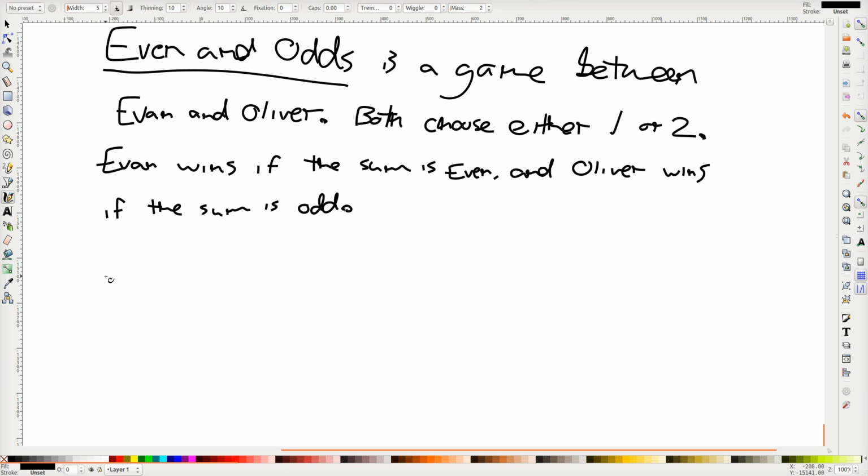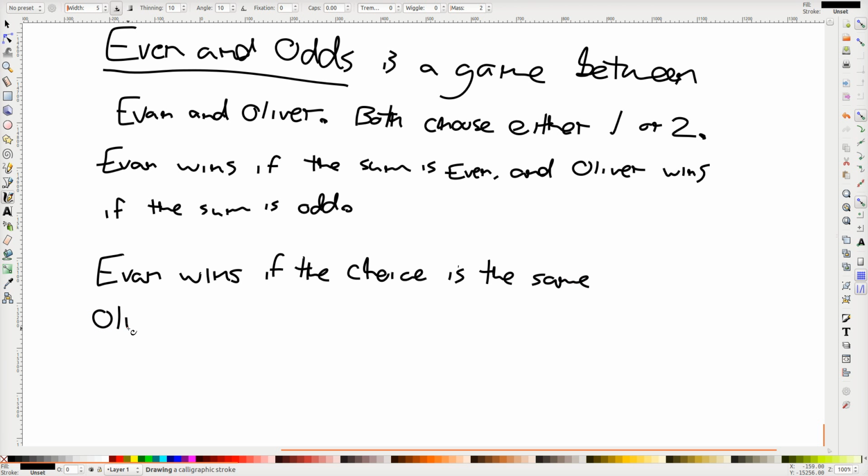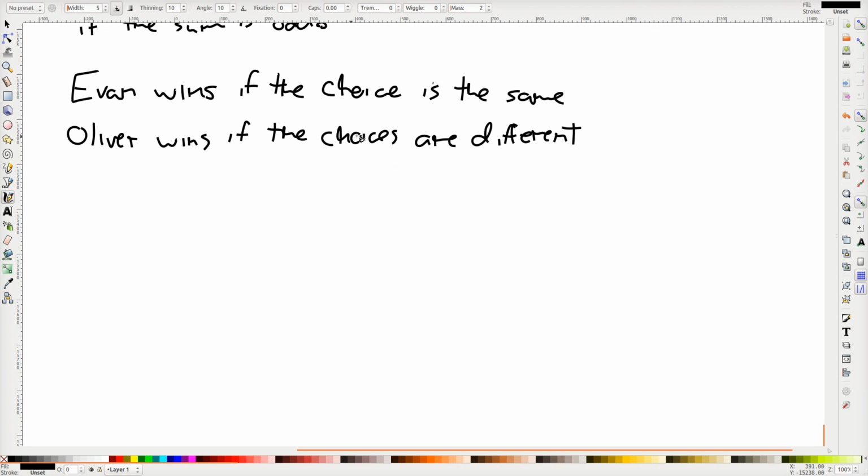So you can see that this is identical to this. I mean, you can simplify this a little bit, right? Since they're throwing either 1 or 2, Evan wins if the choice is the same. Oliver wins if the choices are different. So if Evan and Oliver both pick 1, the sum's going to be even, Evan's going to win. If Evan and Oliver both pick 2, the sum's going to be even, and Evan's going to win. And if they choose differently, then Oliver is going to win. So it's identical to this game. This is just another way of stating the winning condition.